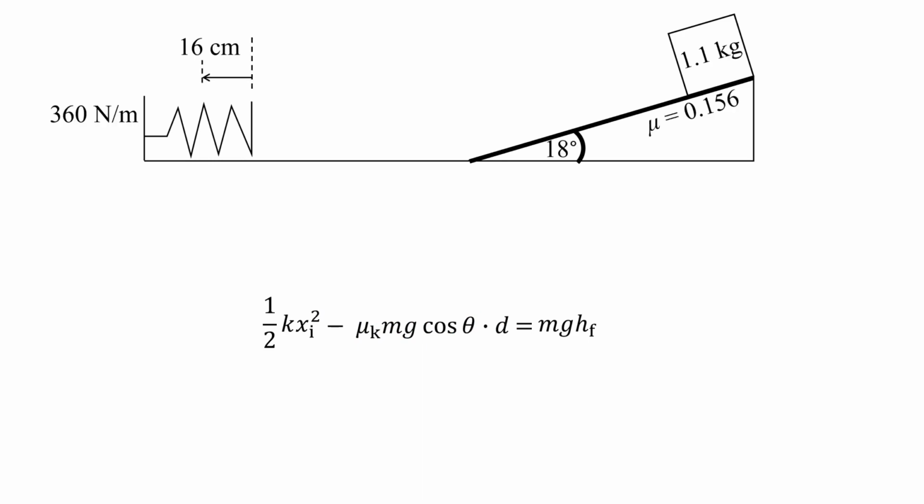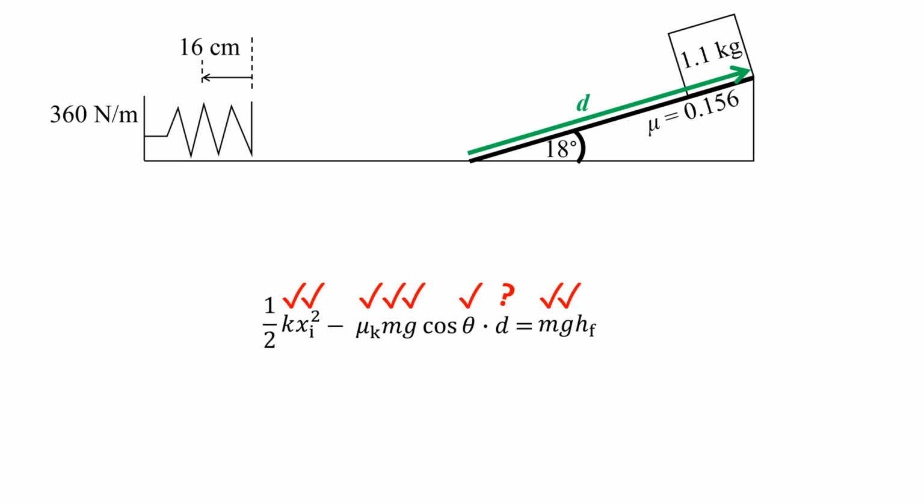Let's add in some values and see if we could solve for the distance the block travels up the ramp. We know the spring constant, that's in the unit that we want. We know the compression distance, but we have to convert it to meters. We know the coefficient of friction, 0.156. The mass is 1.1 kilograms, shows up twice in the equation, and kilograms is the unit we want, so no need to convert. G we know, that's 9.81, and it shows up twice. Theta we have, that's the ramp angle, and we're looking for distance.